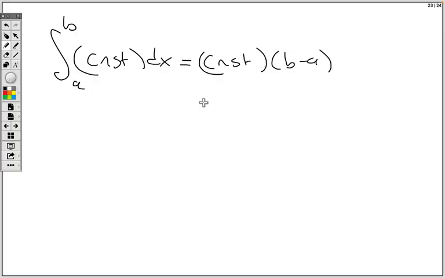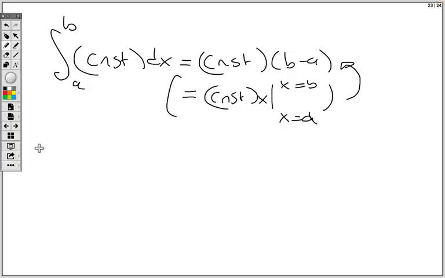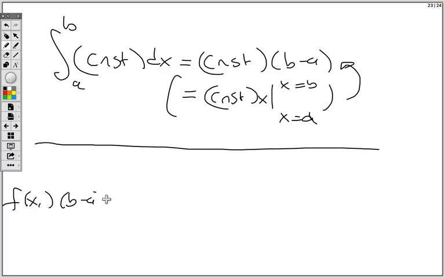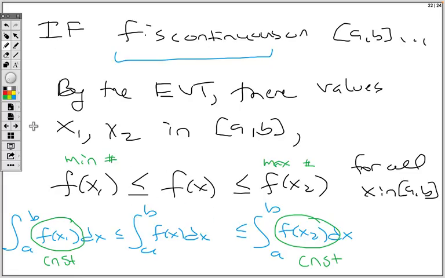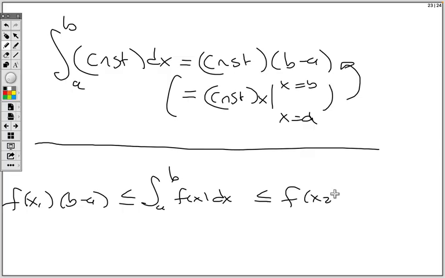Or if you wanted to, we do have the fundamental theorem of calculus, the first part. You would have that constant times x evaluated from x equals a to x equals b. You can get it there. Either way, here's what we get. We get f of x1 times b minus a is less than or equal to the integral from a to b of f of x dx, which is less than or equal to f of x2 times b minus a.